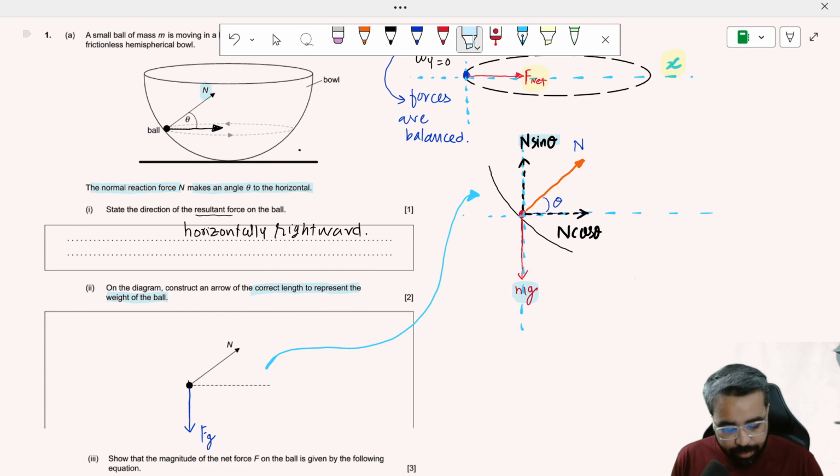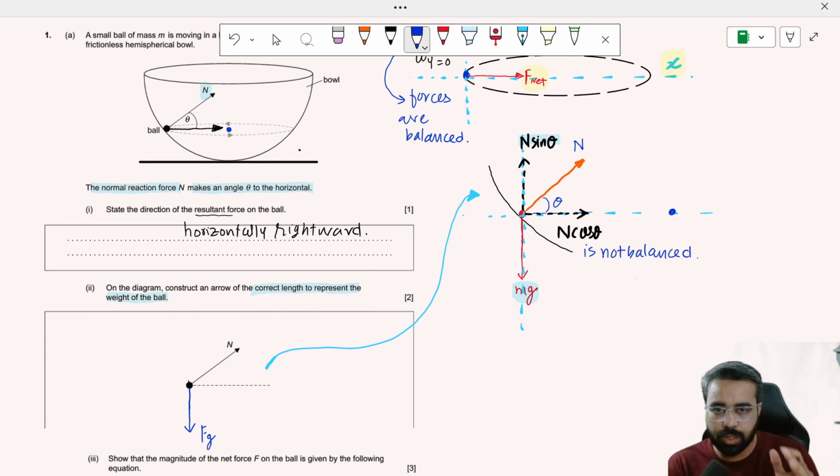Whereas n cos theta is directly towards the center of the circle. This is the center of the circle. Secondly, it is not balanced by any other force. If it is not balanced, then we can apply Newton's second law, and according to that we can say that this is the resultant force.